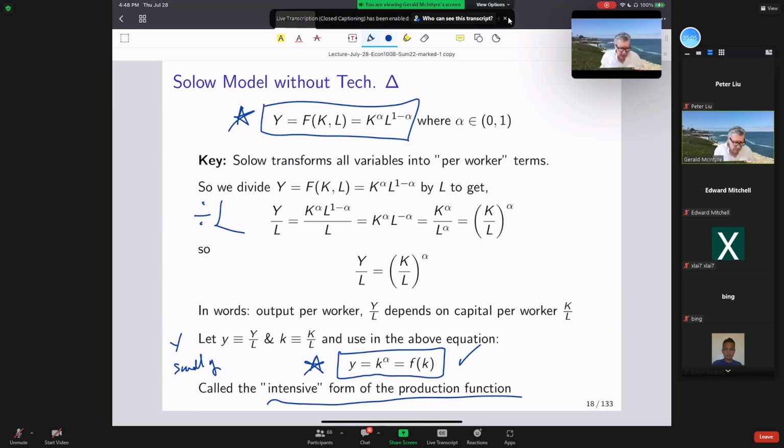Here's my capital Y. Here's my small y. Here's my capital K. Here's my small k. You have to have that notation. They mean different things. Those of you who are coming from, well, I don't know, physics or mathematics or engineering, this standard where you have a slightly different notation, an uppercase letter and a lowercase, and the lowercase means something different. Here, the lowercase or small letter means in per worker terms, right? And this is the one we will work with over and over again.